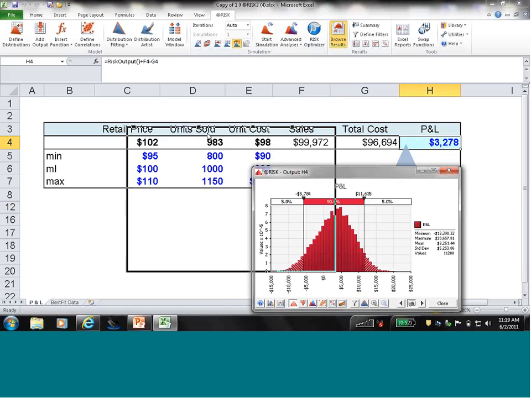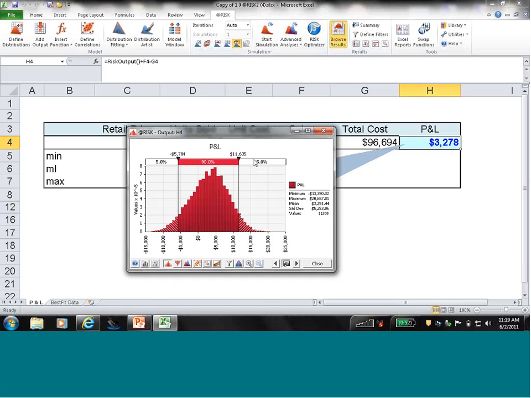And now we have our output histogram. We're looking at the profit and loss. And if we change this to 0, now we can see, well, almost 27% of the time we're actually going to lose money on our sneaker buying operation.